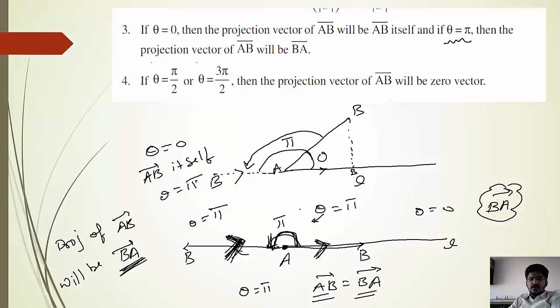Equal to 0. Okay. So whenever theta is equal to 0, this line coincides here, this becomes AB. Whenever theta becomes pi, this line goes and coincides with this particular line. Therefore, this is nothing but BA. Okay. So please remember this.